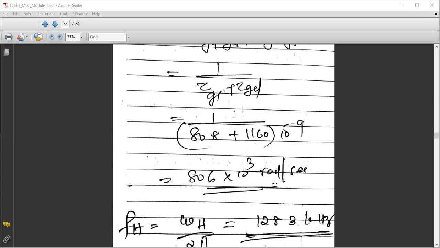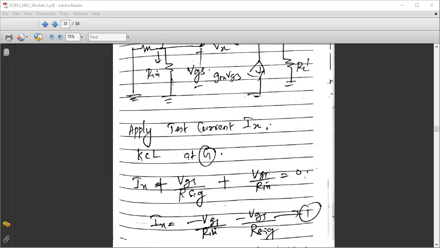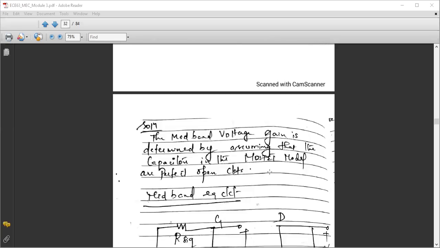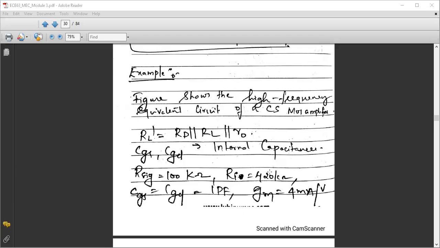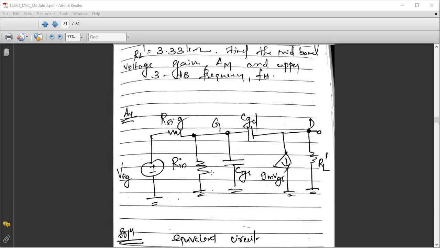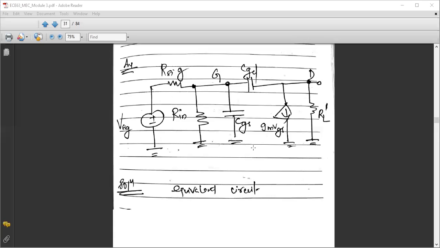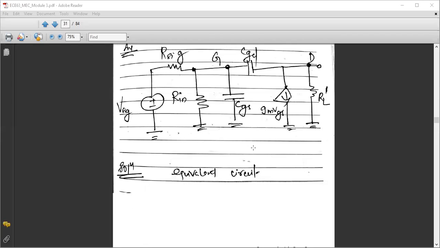So this is your final answer for this particular problem. Let me have a quick revision of the same question again, because this is very, very important. We have an equivalent circuit which is given to you, and you need to find two parameters. One is your mid-band gain, and the second one is your high frequency cutoff, FH.